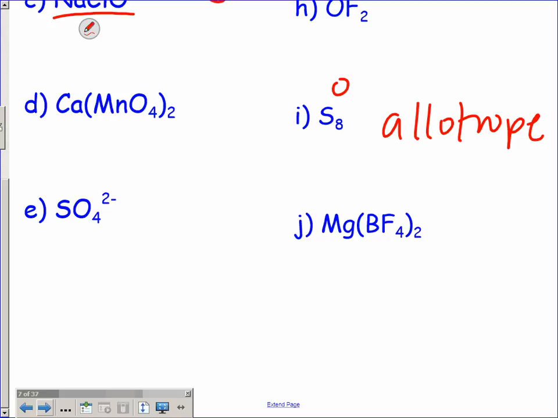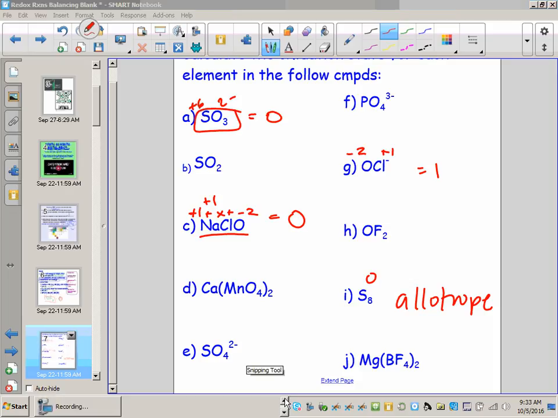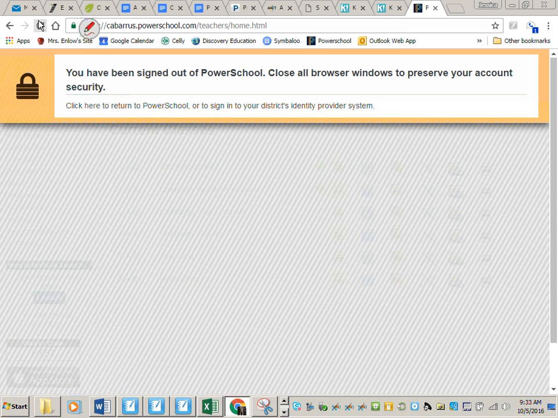This one, calcium permanganate. Well, I take attendance like a good teacher. Calcium permanganate. So right now we're just assigning oxidation numbers. We're just determining how do we look at a formula and assign an oxidation number to it. So just give me a second, I have to refresh.